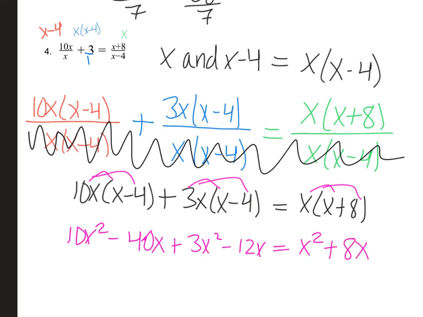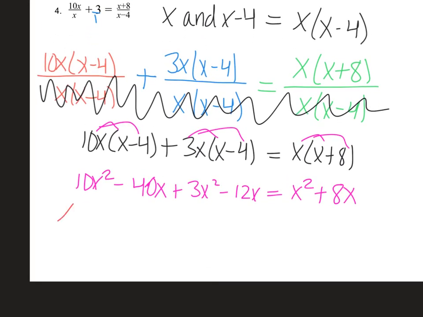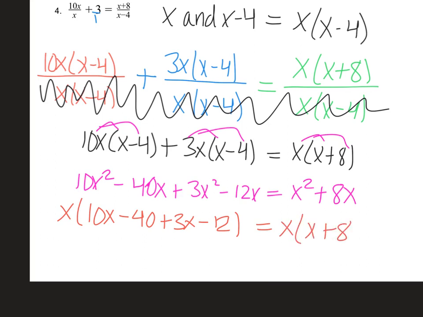Now, what's easy to see now is that all of these terms, all these values have an x in them. So I can take out an x. So I can literally just take out an x here. And what's going to be left? Well, 10x minus 40 plus 3x minus 12. And then that's going to equal, again, I'm going to take out an x from this side too. So I have x plus 8. Right, that one I really didn't have to distribute from the get-go. But these I did. Because now I can divide both sides by x. Divide by x. Divide by x.